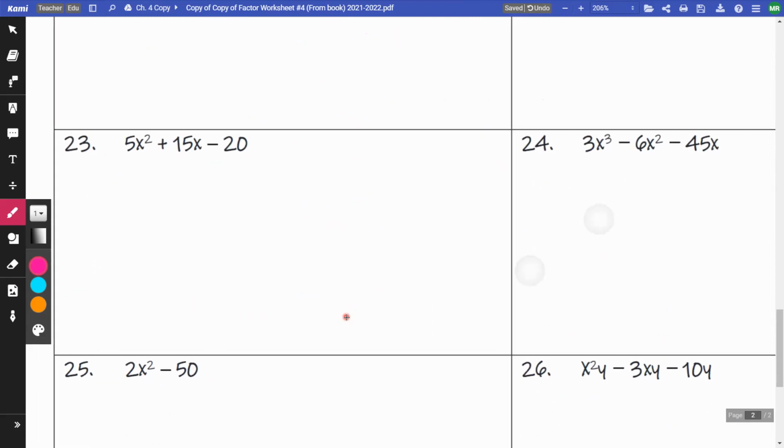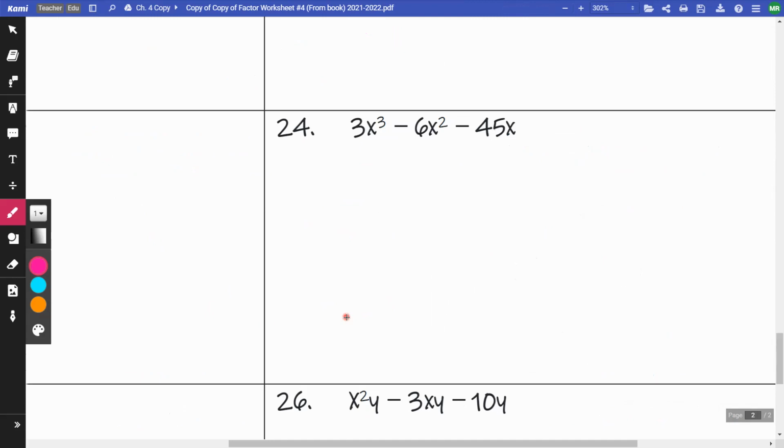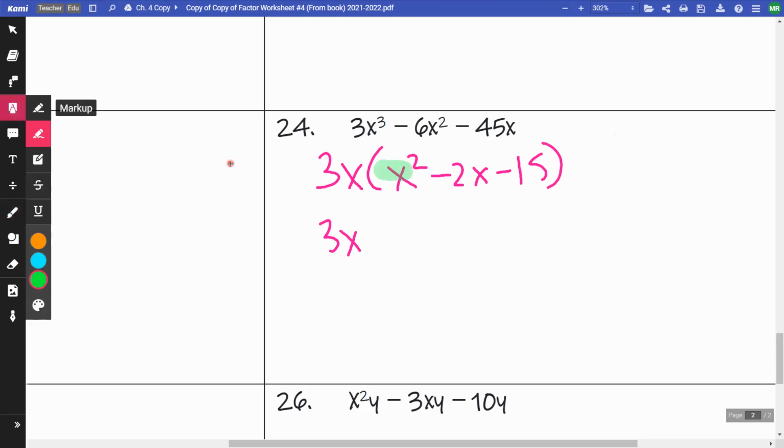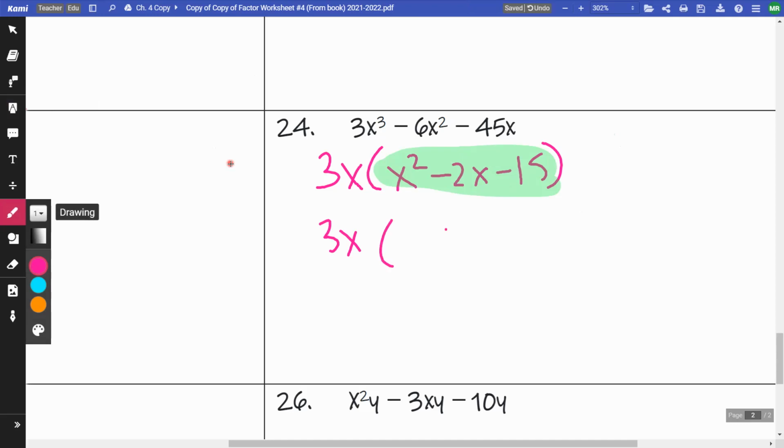Now 24, we can factor something from it, but what you'll notice is besides just factoring a 3, you can actually factor out an x. So on this one, I can factor out a 3x, and then I'm going to have an x squared minus 2x minus 15. And then again, I have this quadratic, degree 2, polynomial is what we call it. And I can factor that. What multiplies to negative 15 and adds to a negative 2? Well, that's going to be a negative 5 and a positive 3.